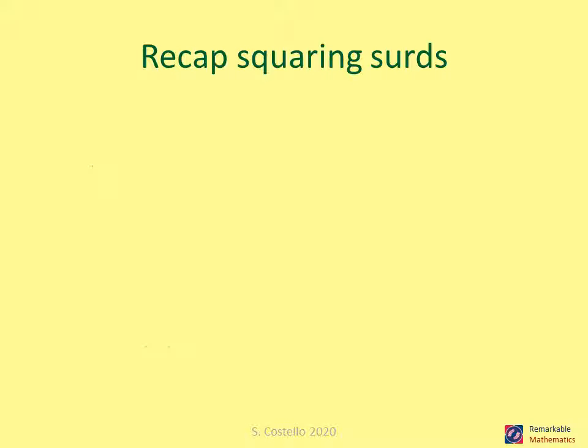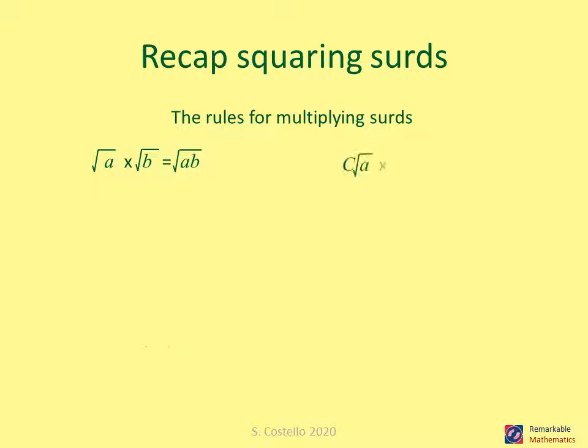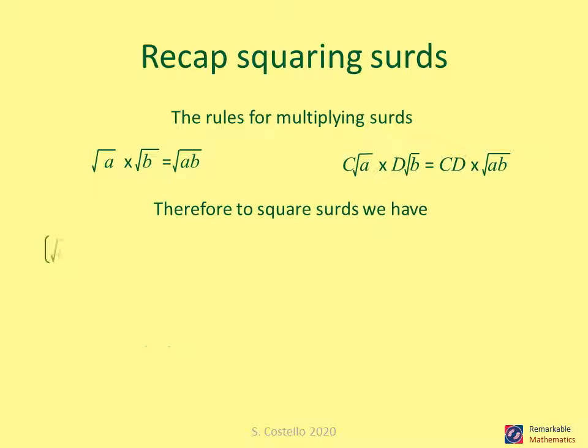So we'll quickly recap squaring surds. The rules for multiplying surds: root a times root b is root ab. c root a times d root b is c times d times root ab. Looking at some numbers here, root a squared equals root a times root a, which equals a.